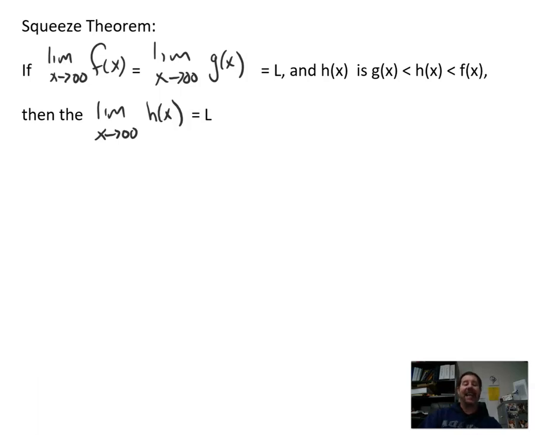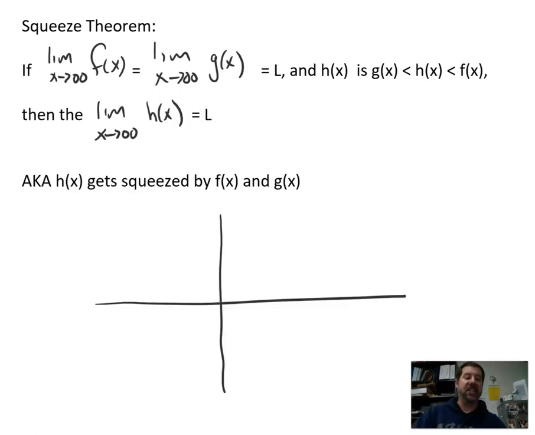Then I can say that the limit as x goes to infinity of h of x is also going to go to that same value, L. Basically, these two functions squeeze h of x to that same value. That's why it's called the squeeze theorem.